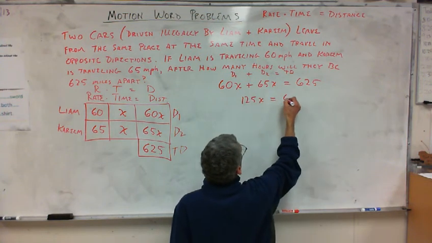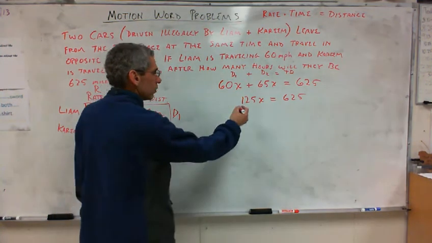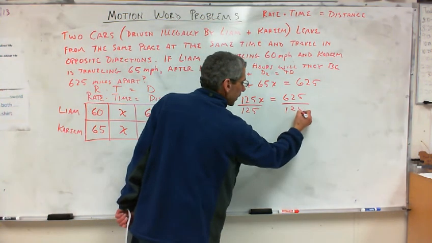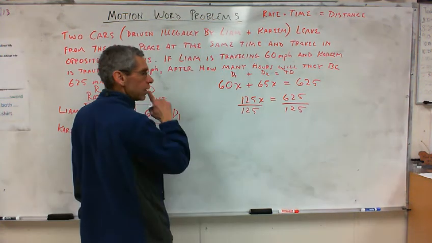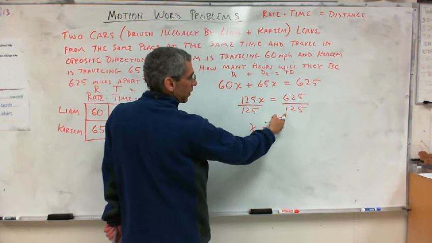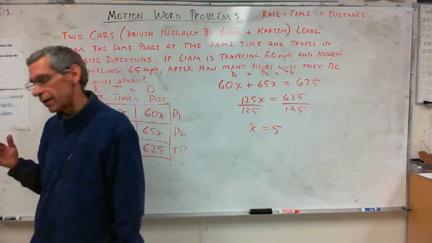125x is equal to 625. So what's x? I divide by 125, right? Yep. Divide by 125. That's 5. Son of a gun, it's 5. Sal is amazing because 5 times 125 is 625. So x is 5. So am I done?